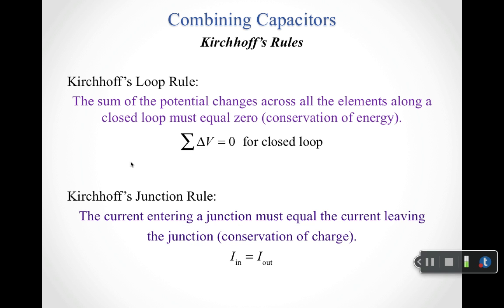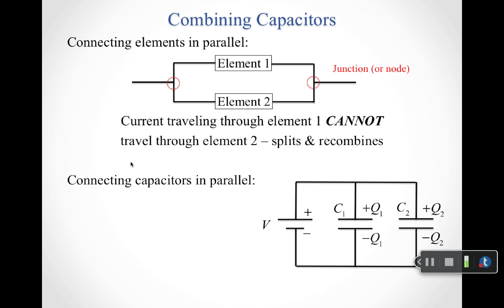So we're going to use these two rules to build our rules for how you combine capacitors. So for starters, let's talk about capacitors that are connected in parallel. And again, we said in parallel, what that means is we've got a junction, and so whatever goes this way across element 1 can't go this way across element 2. The stuff is going to split. One will go across element 1, the other will go across element 2, and then it'll recombine back over here in terms of thinking about current.